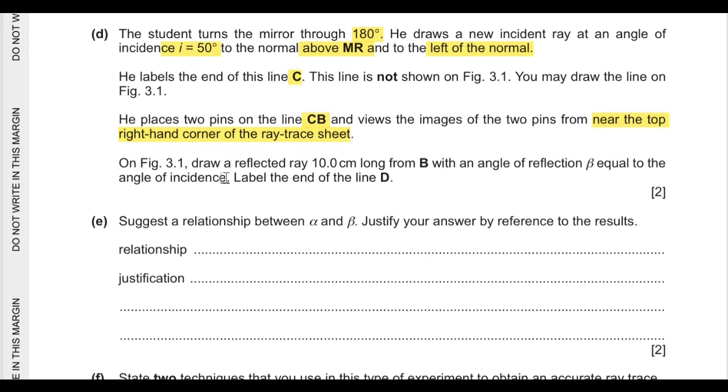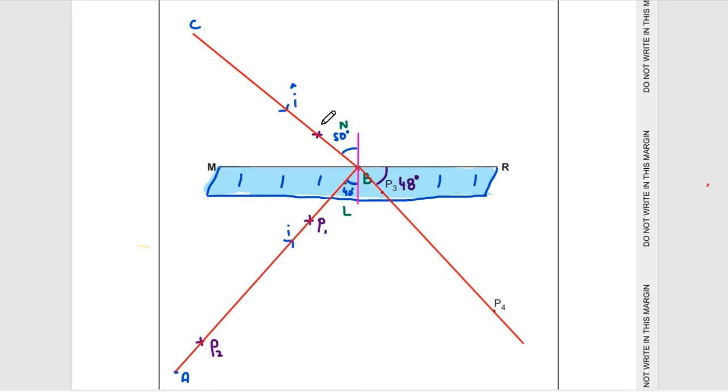On figure 3.1, draw a reflected ray 10 cm long from B with angle of reflection beta equal to angle of incidence. Label the end of the line as D. I am placing the first pin P5 over here and the other pin more than 5 cm away, let's suppose over here. So this is P6. Now he is going to view the pins from this position, and he will align two other pins such that P5 and P6 and the other two pins are right in front of each other.